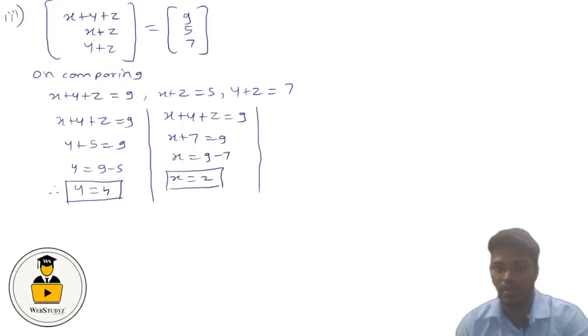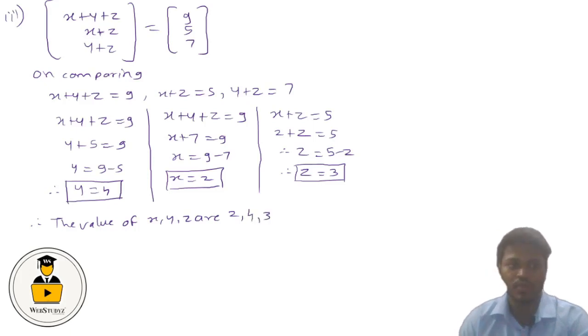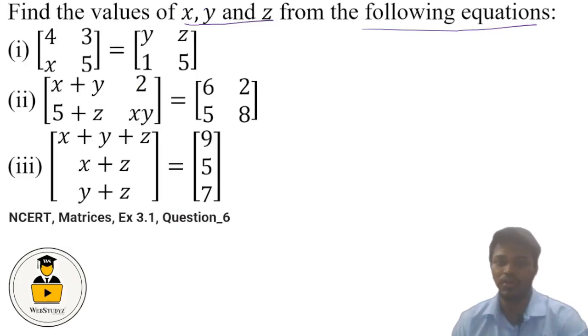Now, in order to find out the value of z, we have x plus z equals 5. Since x is 2, this will be 2 plus z equals 5. So therefore, z will be 5 minus 2. So z is equal to 3. So we can say that the values of x, y, and z are 2, 4, and 3. So in this question, we have solved these equations to find out the value of x, y, and z. I hope you have understood it well, and thank you.